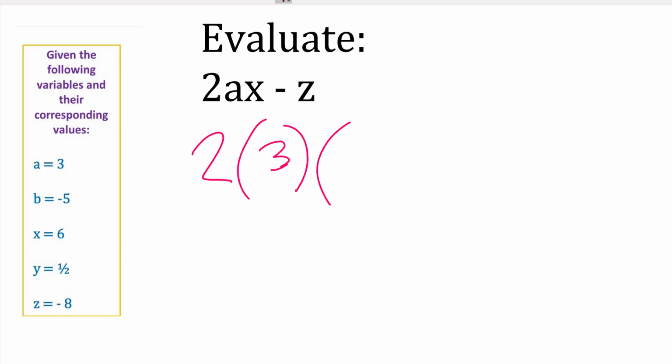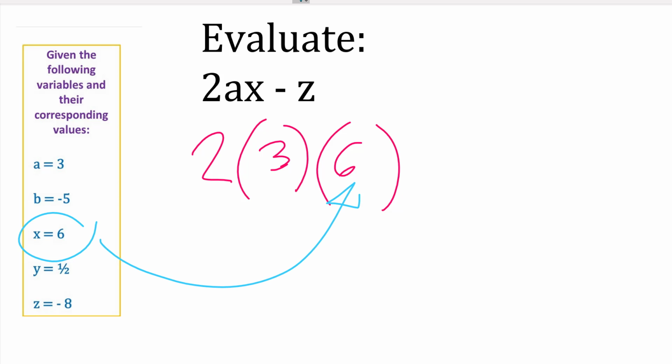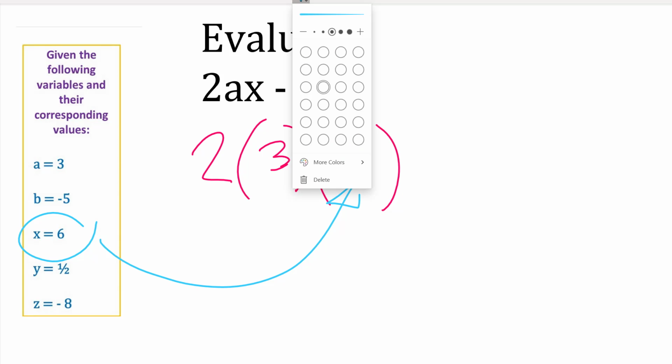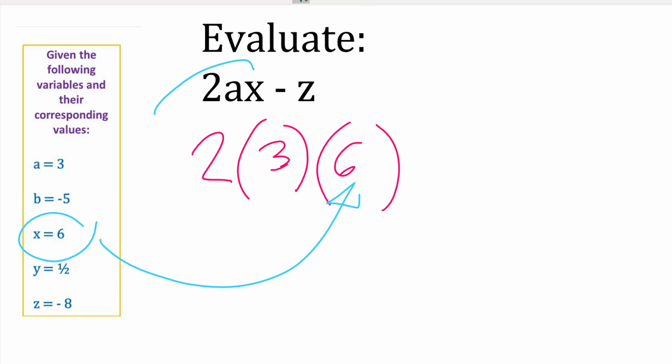X in this case is 6. Where did we get that 6? It's from here, and we substitute it. You can see it's there for the x. So 2 times 3 times 6, that's actually 2ax. That's the value of a and x being substituted or plugged into the expression.